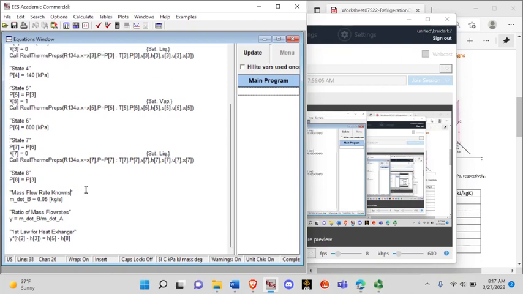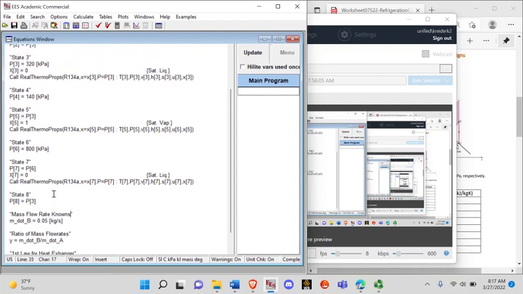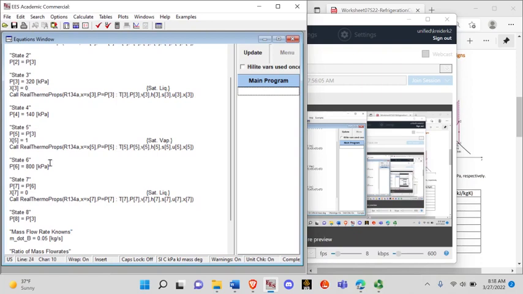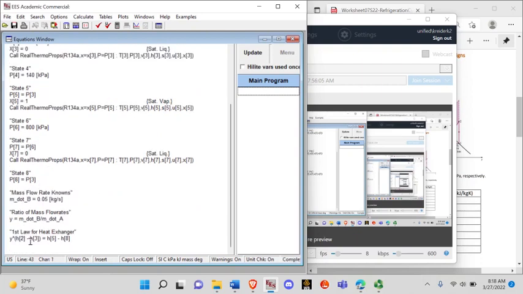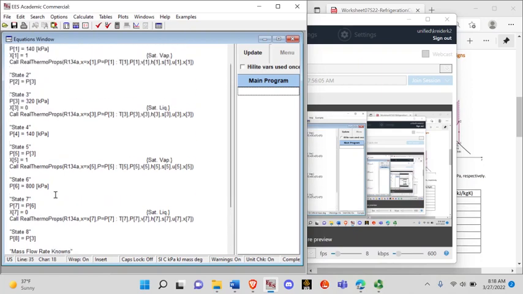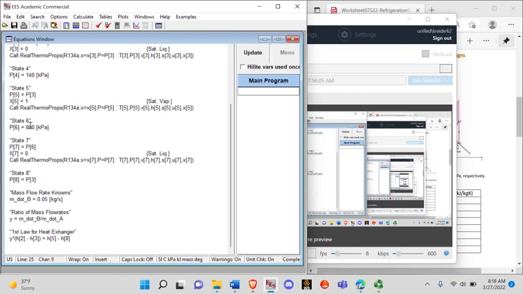Now let's see. So we don't know H2 yet. We do know H3. We know H5. So we still have too many unknowns because we don't know H8 and we don't know, what was it, H2. So we have two unknowns and only one equation to solve. So we'll have to leave this to the side for now.